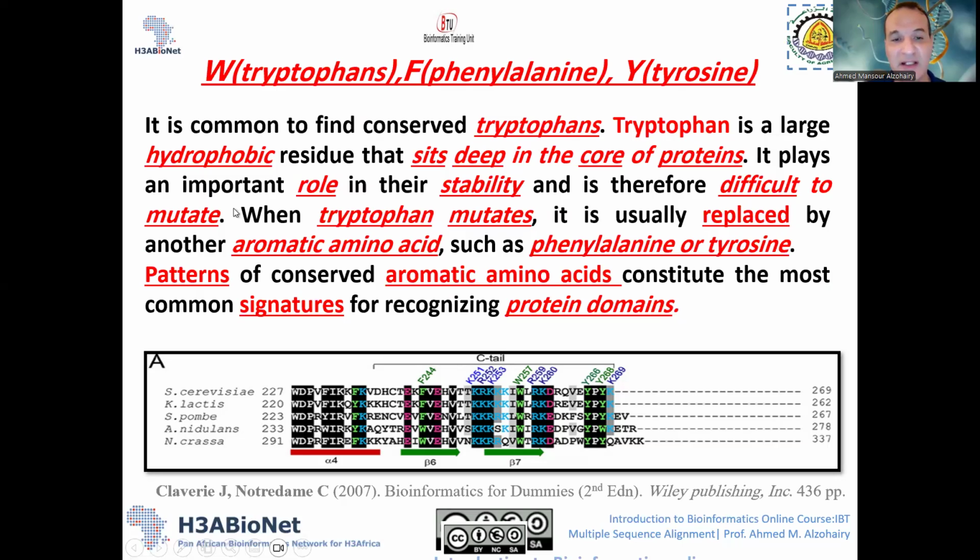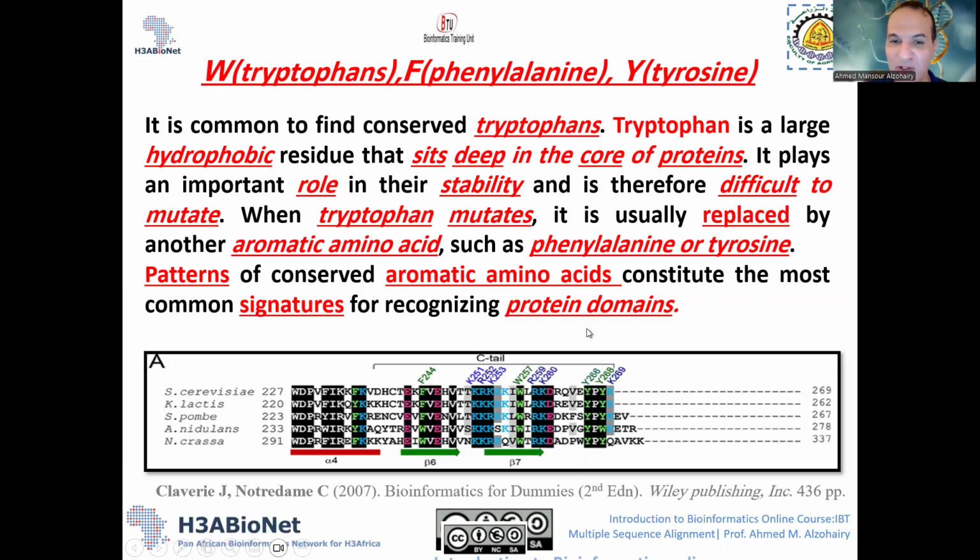tryptophan as a large hydrophobic residue that is deep in the core of the protein. So that's why if we see a conserved tryptophan, it has an important role in stability and is therefore difficult to mutate. When tryptophan mutates, it's usually replaced by another aromatic amino acid, such as phenylalanine or tyrosine. So that's why we are looking for conserved columns that have tryptophan or phenylalanine or tyrosine. And this pattern of conserved aromatic amino acids constitutes the most common signature for recognizing protein domains. So that's what we're looking for.